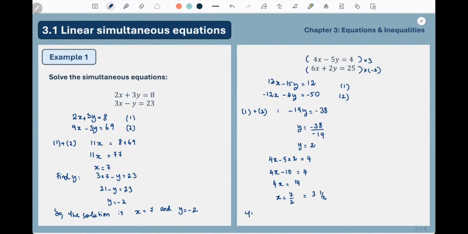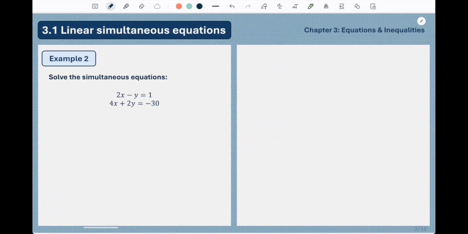Anyway, so the solution is x equal 7 over 2 and y equal to 2. So as you can see, it's quite easy and simple to do it. We've got one more example for today.